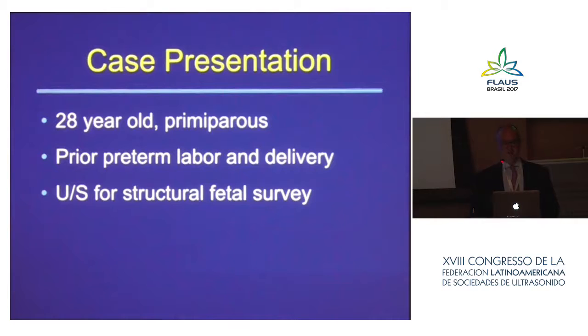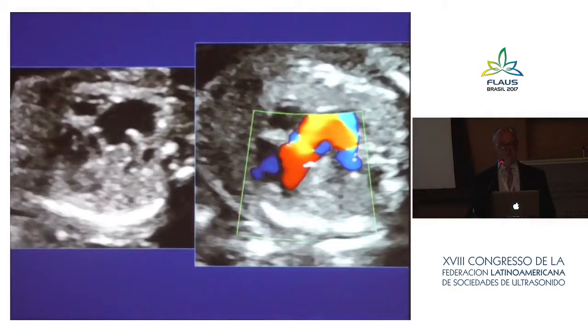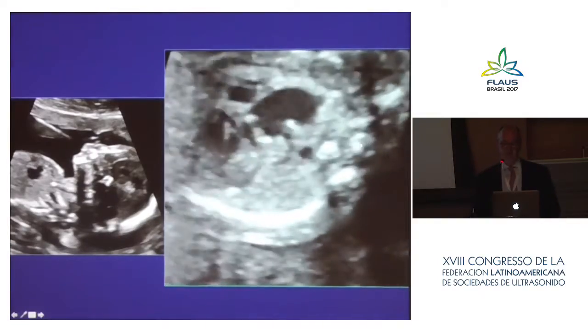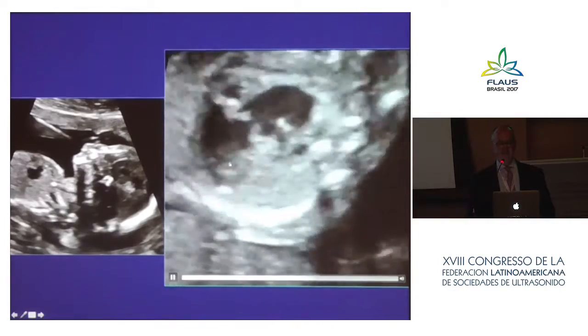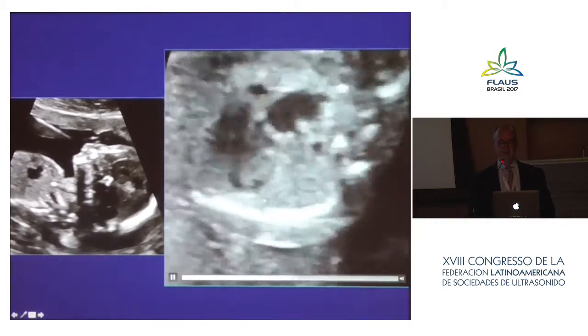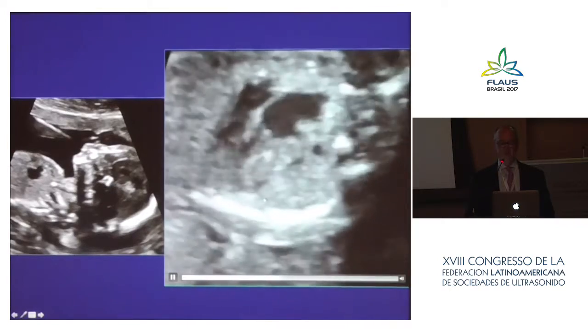Here we have a 28-year-old primiparous patient, prior preterm delivery, for a structural survey. And here we have, actually this picture is very important because we see one main artery leaving the heart, but we can see a little bit of a bifurcation here into a pulmonary artery coming out. So this is one large vessel leaving the heart, which is what we call a truncus arteriosus. Here we see an abnormal face, and then that vessel coming out of the heart with a little bifurcation of the pulmonary artery.